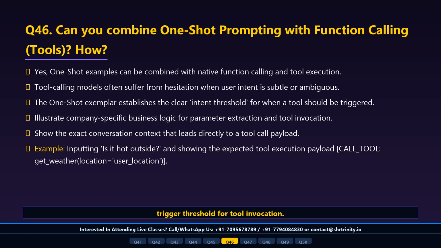A user asks a simple question, "Is it hot outside?" Without a clear exemplar, the model might just reply, "I don't know where you are." But by providing a one-shot example where "is it hot outside" immediately triggers the get_weather function with location equals user_location, the model recognizes that implicit location queries require tool calls. It learns both the operational logic of parameter extraction and the exact condition under which a tool should execute. This dramatically reduces user friction and enforces standard behavior across custom business workflows.